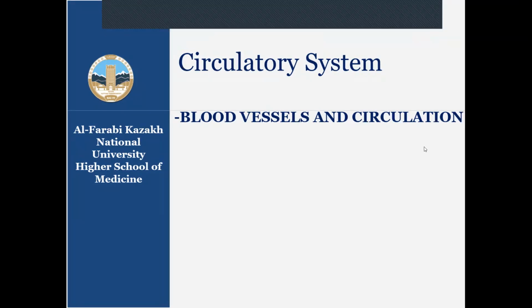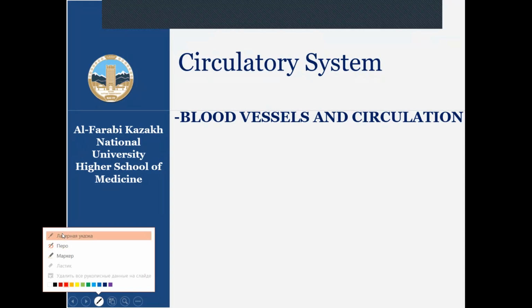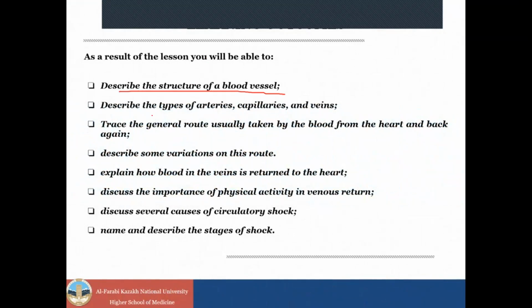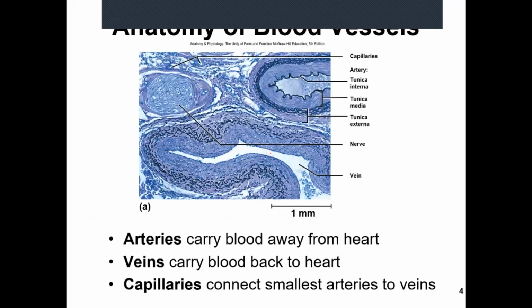The second topic is about the vessels directly, and we have 25 minutes for this. But to be honest, it's anatomy. It's easy to understand if you read the topic yourselves. After this lesson, you will describe the structures of the blood vessels, understand the types, arteries, capillaries, veins, why they are different, and also some variations of the route, and so on.